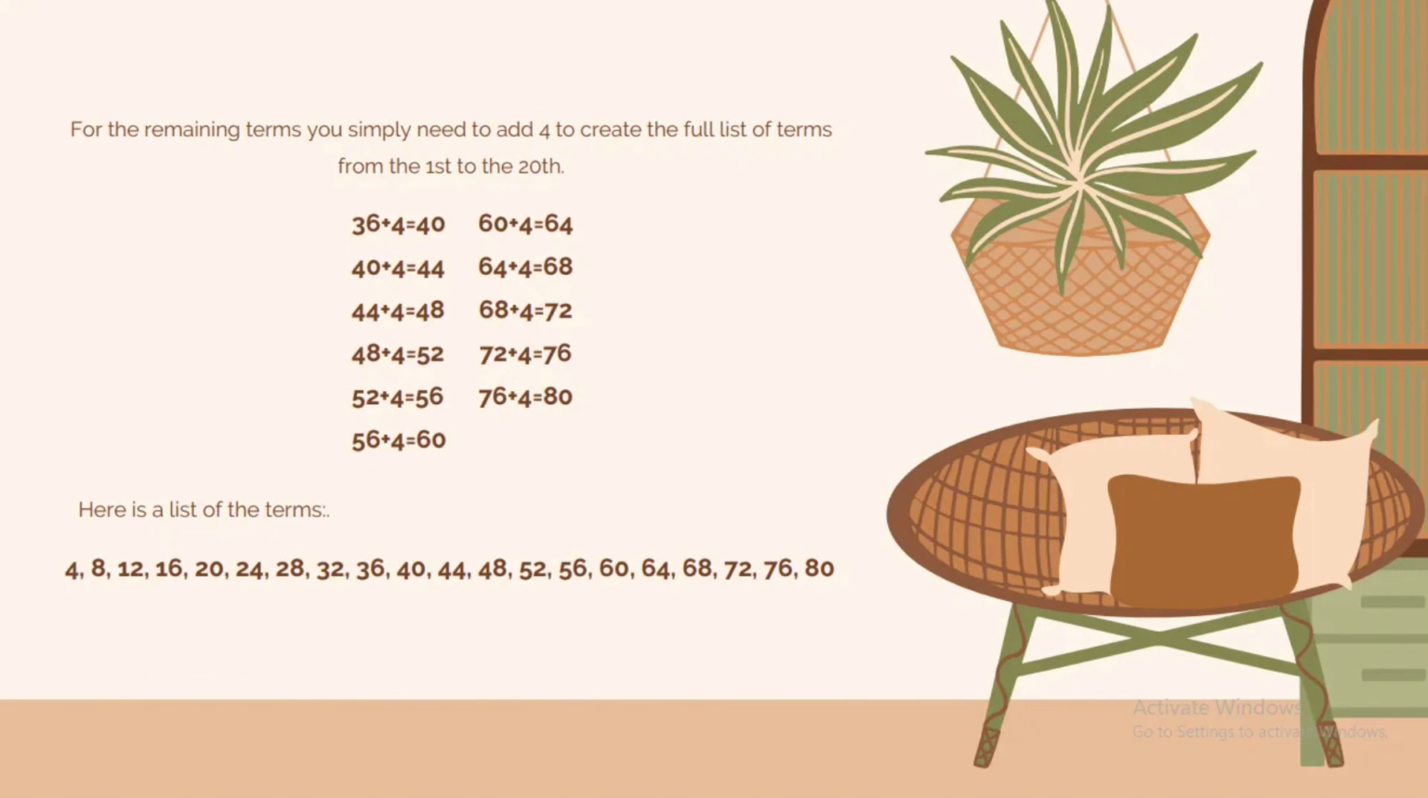For the remaining terms, you simply need to add 4 to create the full list of terms from the 1st to the 20th. So you have here 36 plus 4 is equal to 40, 40 plus 4 is equal to 44, 44 plus 4 is equal to 48, 48 plus 4 is equal to 52, 52 plus 4 is equal to 56, 56 plus 4 is equal to 60, 60 plus 4 is equal to 64, 64 plus 4 is equal to 68, 68 plus 4 is equal to 72, 72 plus 4 is equal to 76, 76 plus 4 is equal to 80. And here is the list of terms.